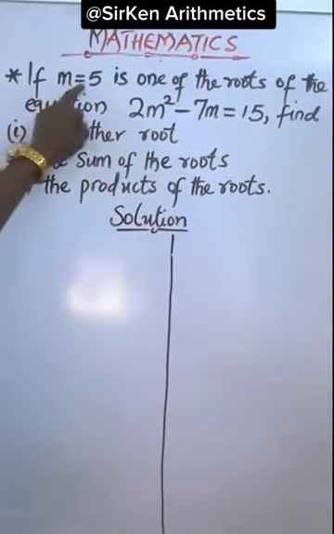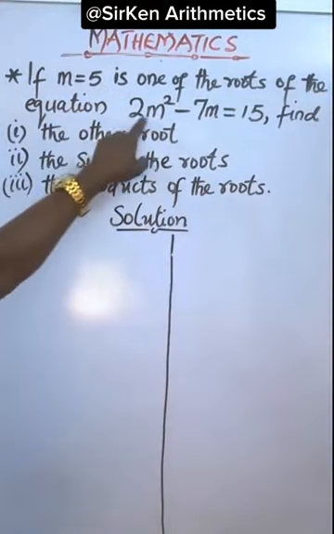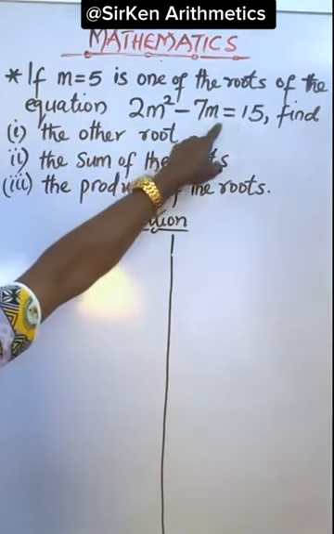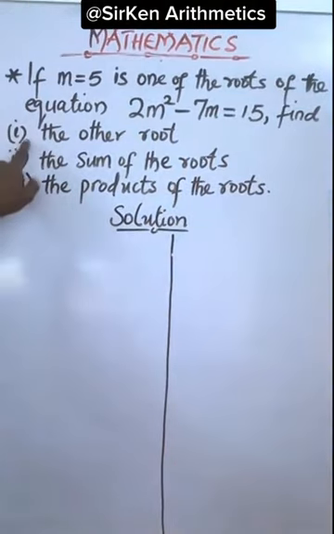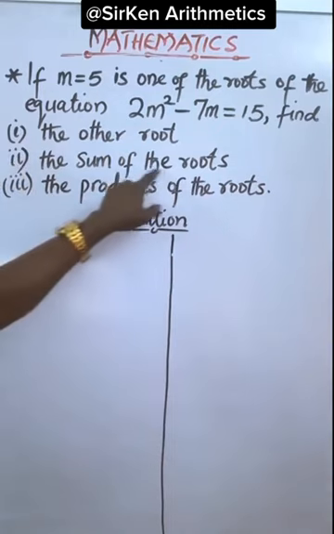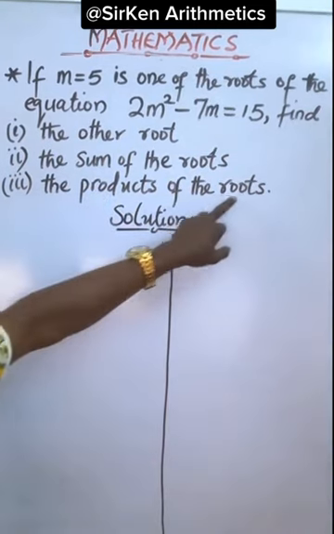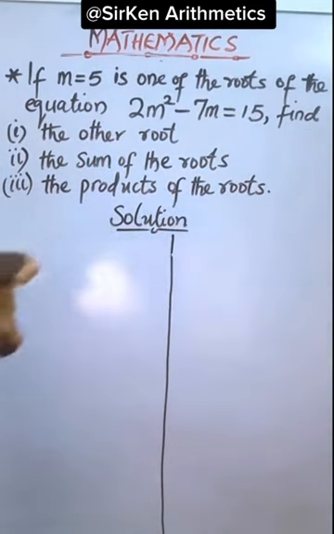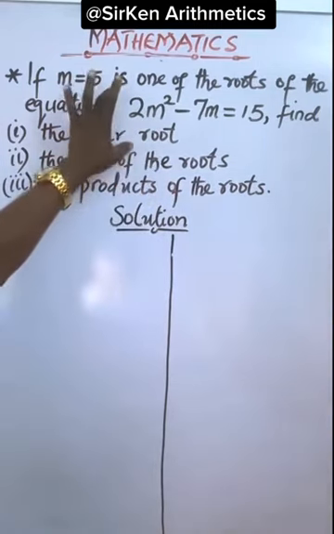Okay, if m equals 5 and is one of the roots of the equation 2m squared minus 7m equals 15, find (i) the other root, (ii) the sum of the roots, (iii) the product of the roots. Okay, for me, we have two ways of dealing with this kind of question.